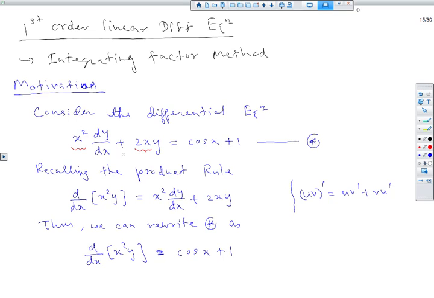If you take the derivative of x² y, you can see that you get exactly the left side of the equation star. So you can replace the left side of the equation by the derivative of x² y. Since it's a derivative, we're going to integrate. Once you integrate, the derivative cancels out, and you get x² y on this side, and you have to take the integral of the other side.